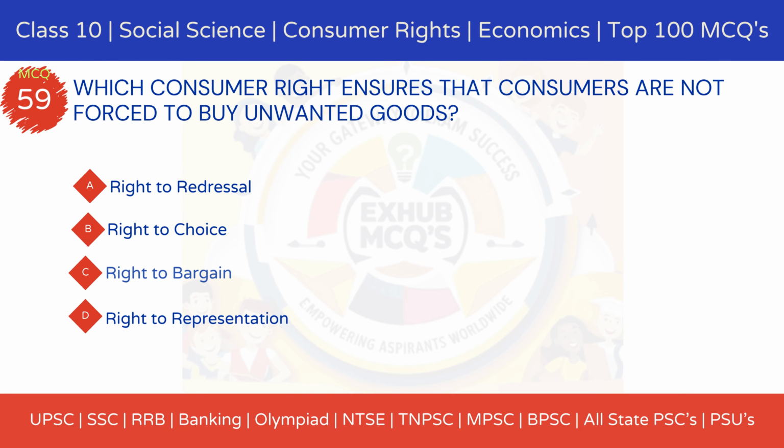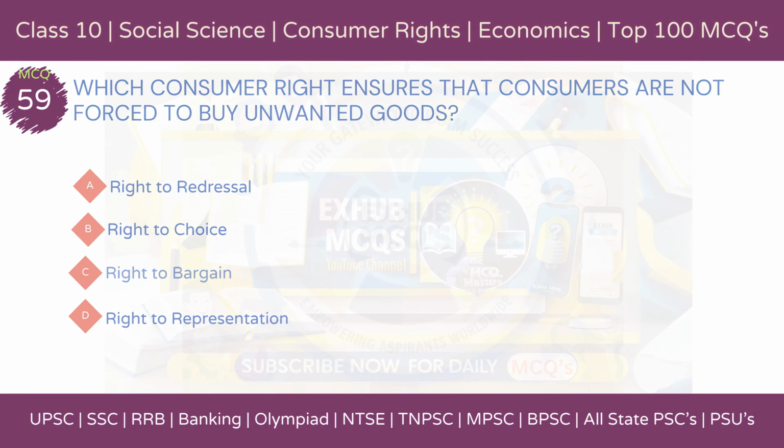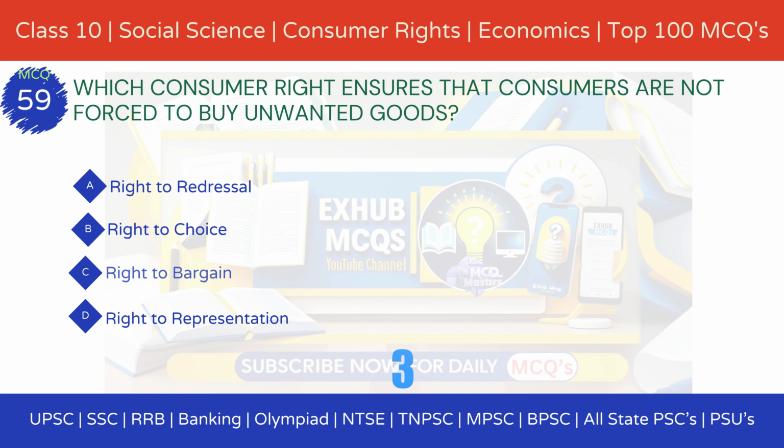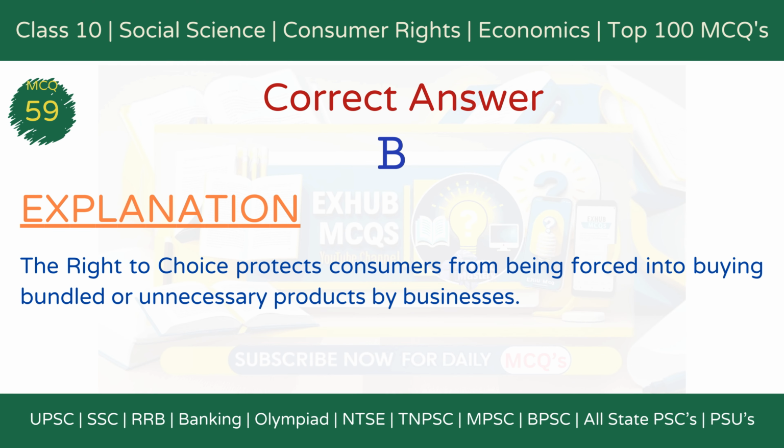MCQ 59. Which consumer right ensures that consumers are not forced to buy unwanted goods? Option A, right to redressal. Option B, right to choice. Option C, right to bargain. Option D, right to representation. The correct answer is option B, right to choice. Explanation. The right to choice protects consumers from being forced into buying bundled or unnecessary products by businesses.